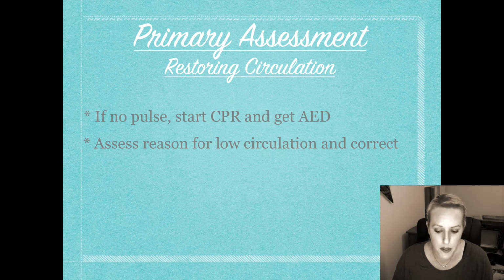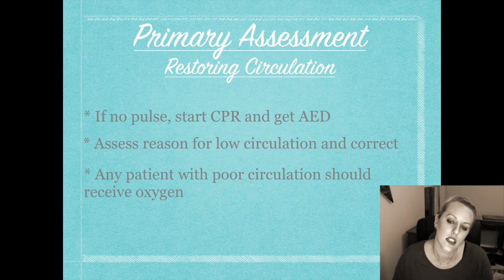Are they just hypotensive because they are in a trauma accident and they have bled out? If so, we need to get an IV started and get them some fluids back in there. If they have low BP because they've taken a lot of beta blockers, we need to correct that also, which we'll get more into in the medical chapter. Any patient with poor circulation should receive oxygen.